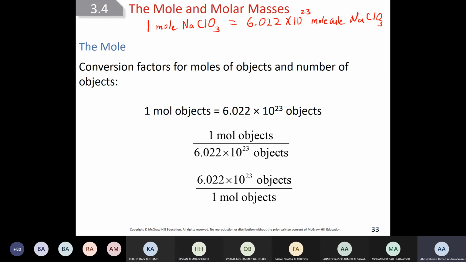Doctor, why did you put molecule, although it is an ionic compound? Well, a molecule, I mean the whole thing. Even if it's not a molecular compound, it's the formula, the molecular formula. No problem. Okay, good.